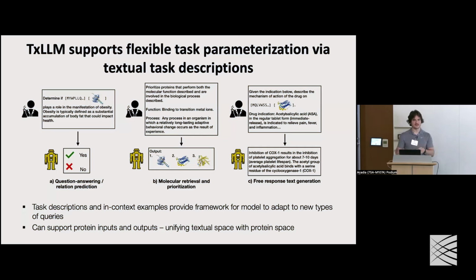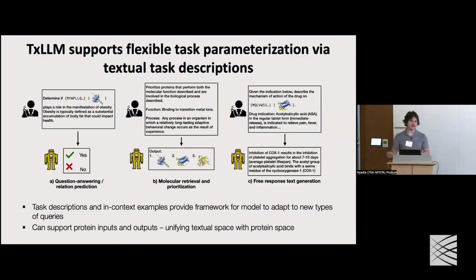And you can describe that in natural language, and we can give you an output list of proteins. The third is free response text generation. So you give the model a protein, and then you're getting text in the output, right? One example here is mechanism of action description. You can give your model a protein and a description of a drug, and say describe the mechanism of action of this drug on this protein, and then in the output, we give you a textual description of that mechanism of action, right?